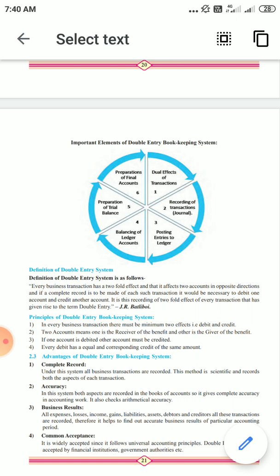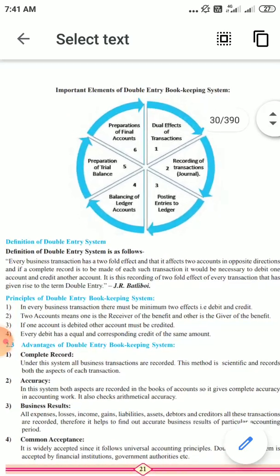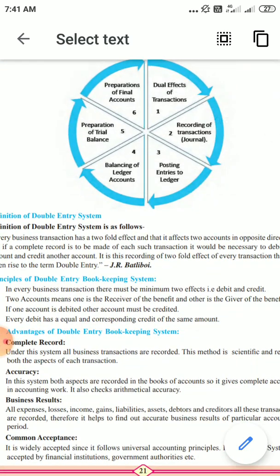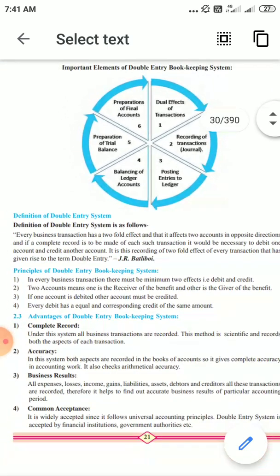Then after the ledger accounts are balanced, it will go to the preparation of the trial balance. Okay, trial balance prepare किया जाएगा. उसके बाद लास्ट आता है preparation of the final account. This is the cycle of how final account is prepared. So let's see what is the definition given by J.R. Batliboi. Okay, he is the person who has given the definition. He was a friend of Luca di Borgo Pacioli. उसका friend था J.R. Batliboi.